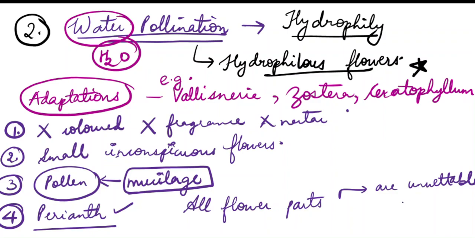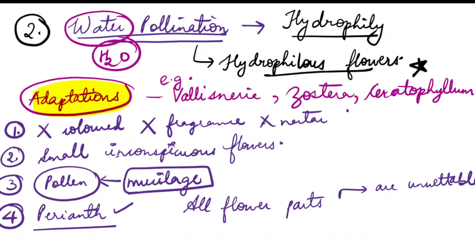Now there are two types of hydrophily. I hope these adaptations are clear. There are no colored flower petals, no fragrance, no nectar. The flower is very small and not seen properly, and the pollen has mucilage to prevent it from getting wet. The perianth is present, where sepals and petals are fused. All flower parts are unwettable, meaning they will not get wet.